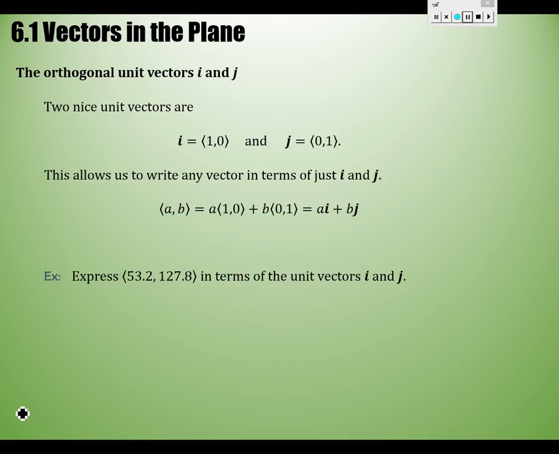Yeah, it's 53.2, comma, 127.8. You can just tell me. Would it be 53.2 times 1 comma 0? Yeah, which we have a name for, or I. Right. Plus 127.8 j. Right, like I said, don't overthink this one. So yeah, I mean, it's not even worth asking really, maybe.